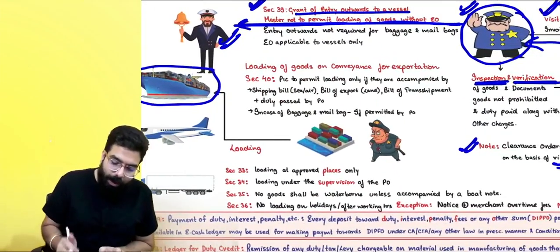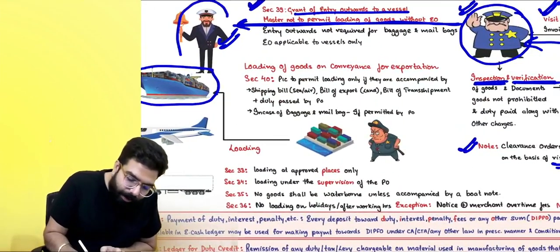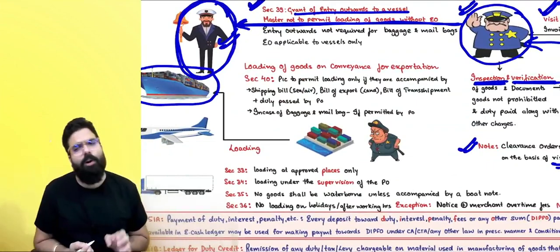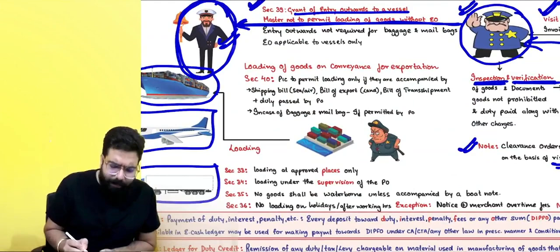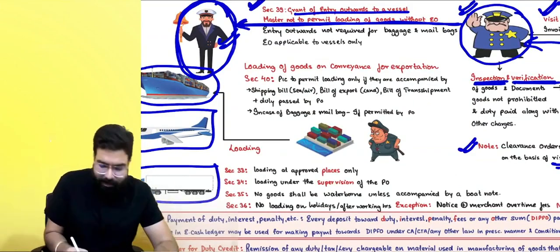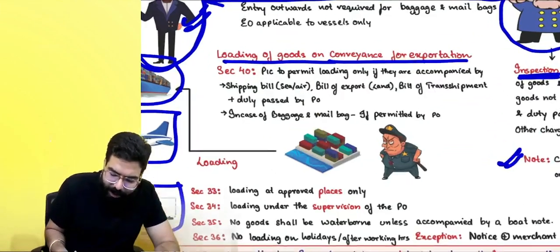Okay, sir. Now what will happen? Now, in the case of a ship, the master has got the entry outward, or for aircraft and vehicle. Now loading will start. Loading of the goods on the conveyance for export.